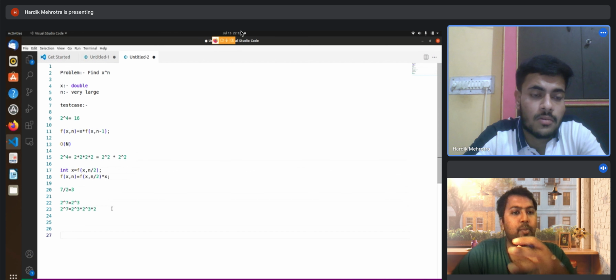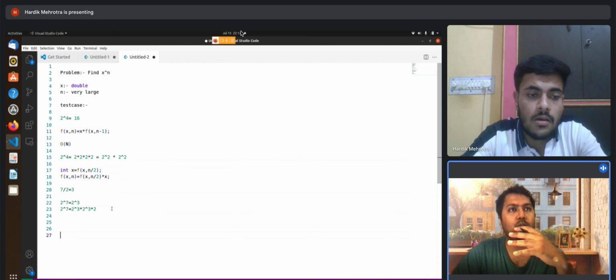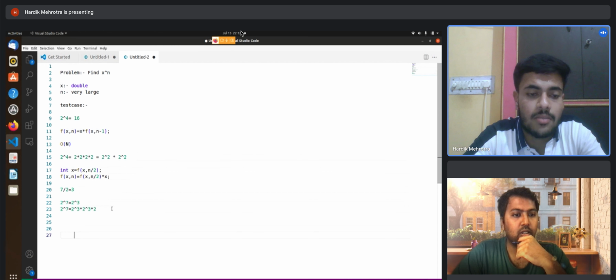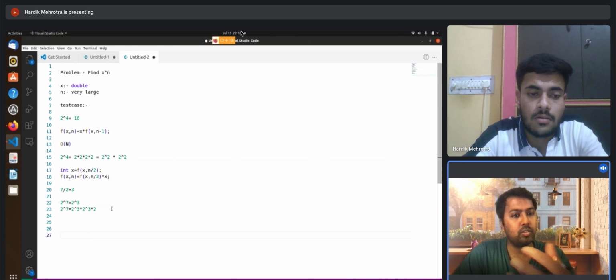How does heapify work? Let's say I want to insert something. Let's take one example of a heap, a min heap approach only. Let's say we are building a min heap and we are trying to insert some value. How does it insert into the heap?